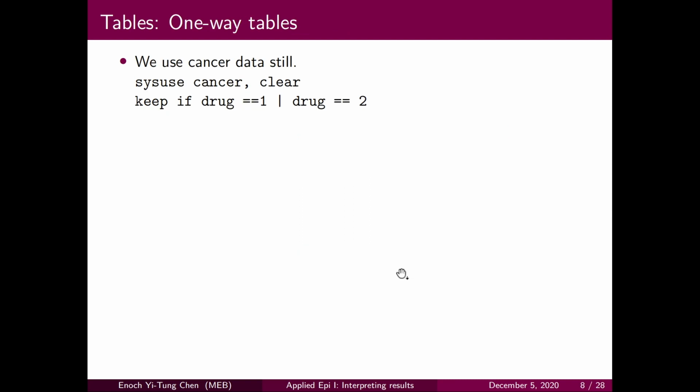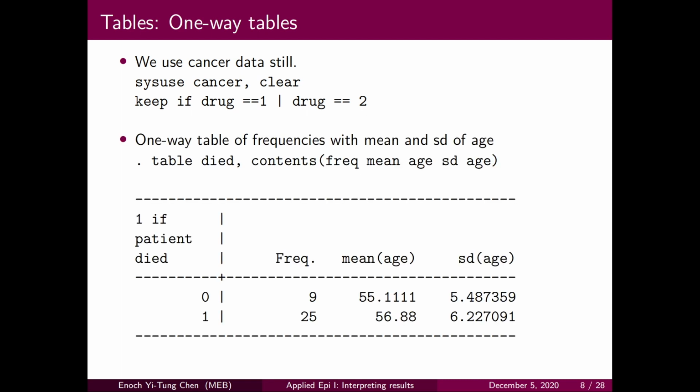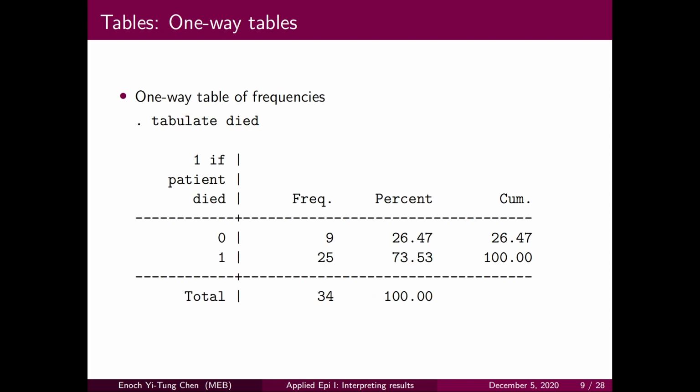Let's move on to one-way tables. There are different ways to tabulate the data. I will just quickly go through the most popular commands. The first one is table. Quite intuitively, you just table the variables and you specify the contents that you want. You can also call tabulate variable. Then it would generate the frequency of that variable. For example, here we tabulate died. The output then tells us that 25 out of 34 died, which was around 73.5%.